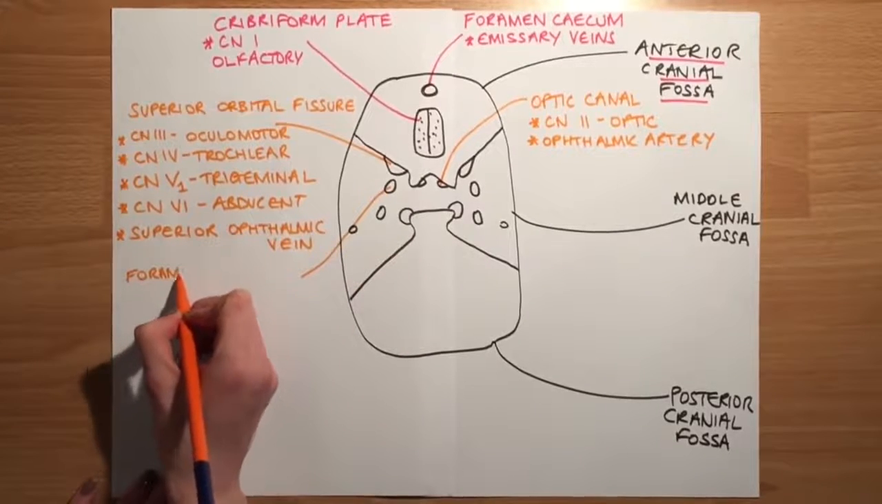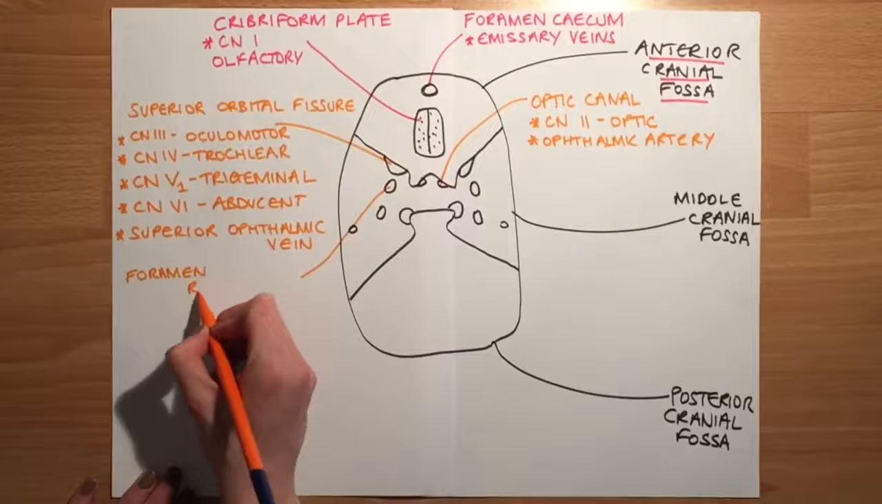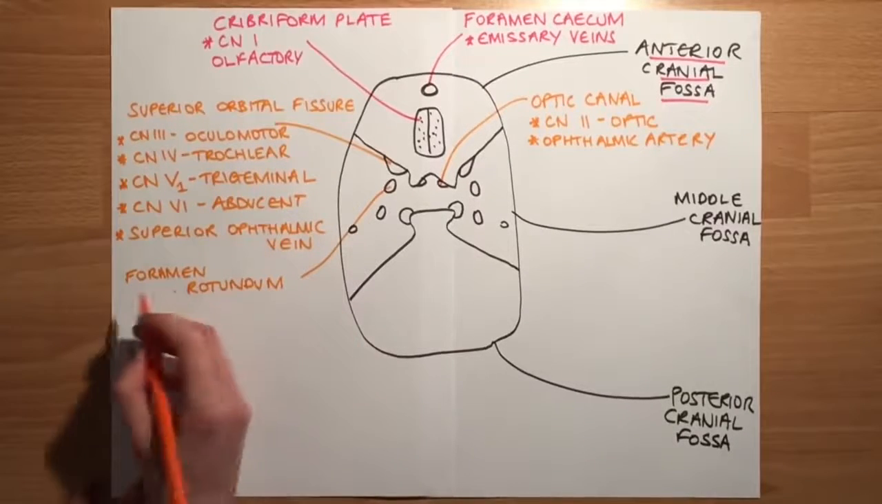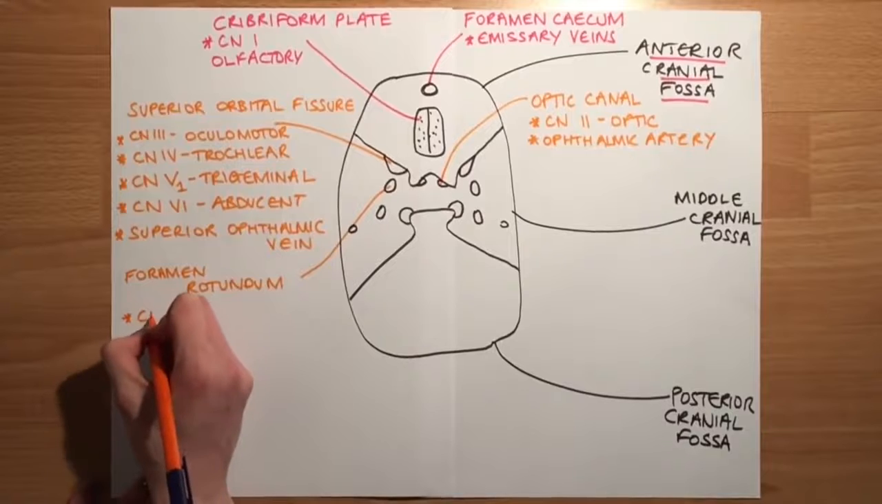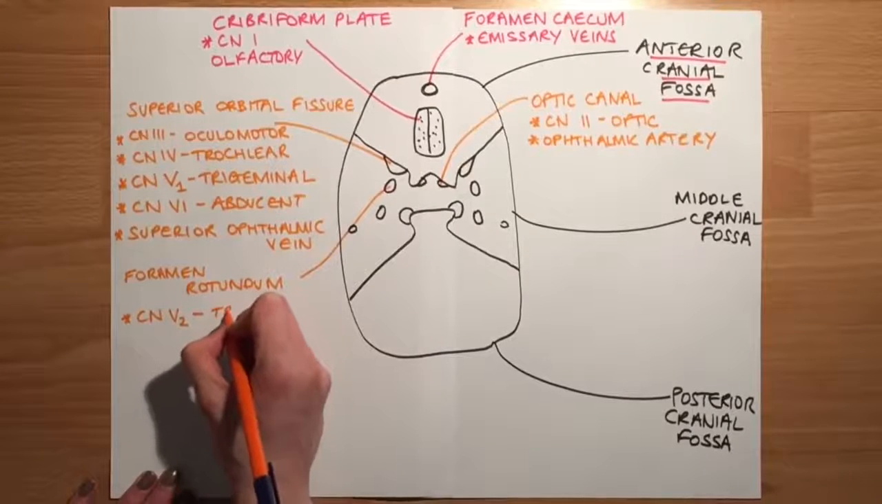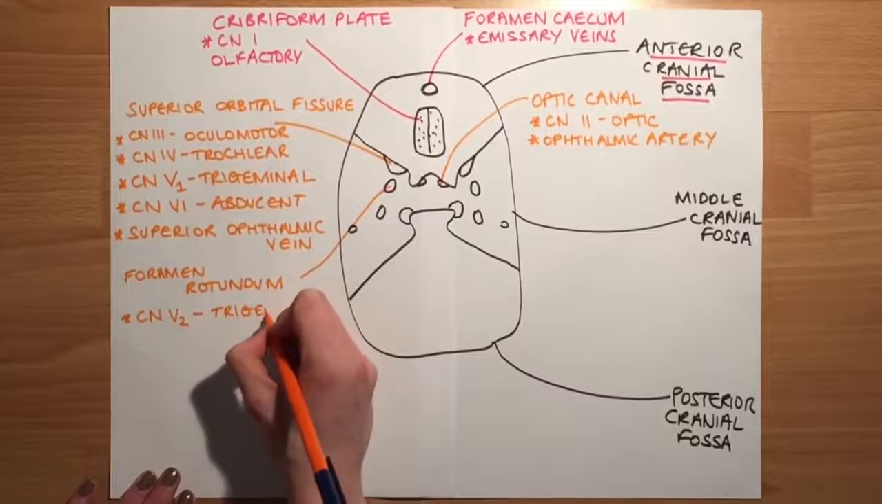Next, we have the foramen rotundum. Now, the foramen rotundum only transmits one structure, and it is cranial nerve number 5's second division, so the second division of trigeminal nerve, which is known as the maxillary nerve.